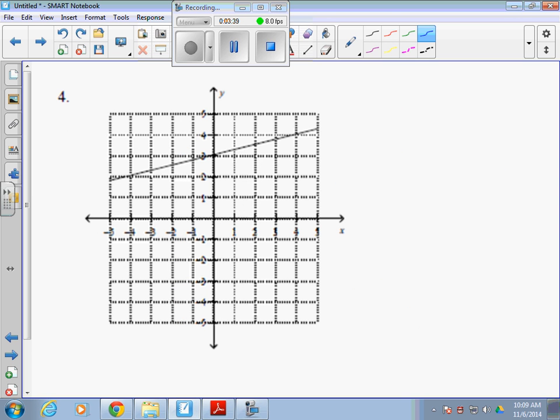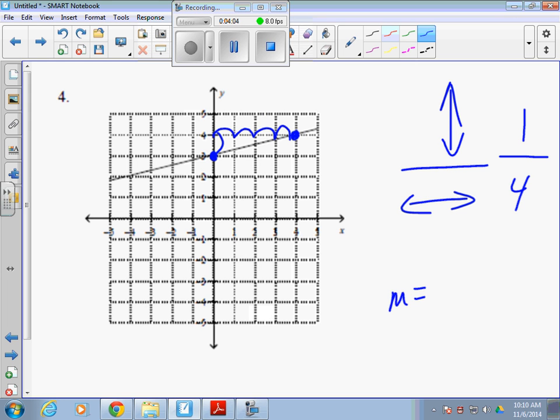Number 4, you're going to do the same thing. Again, pick 2 good points. They're a little farther apart on this one. This one looks like a good point. This one looks like a good point. So see how many times, again, am I going up and down? You're going up 1 time. So up 1. Over, how many times am I going left or right? I'm going to go to the right, 1, 2, 3, 4 times. Positive 4 since it's to the right. There's your slope. Slope is 1/4.